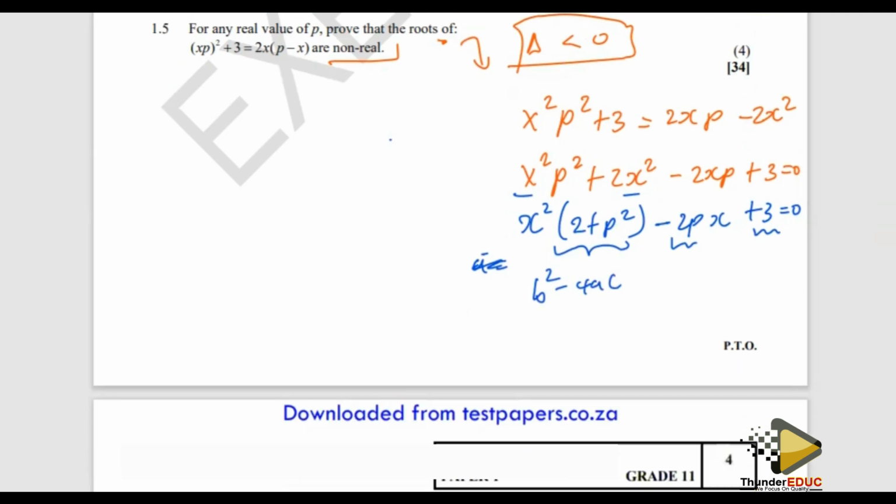Okay, so what's my b? It's minus 2p. I'll square that. Minus 4, our a is 2 plus p squared. Our c is 3. So I can combine this 4 and a 3 to give me a 12 and then open up that.